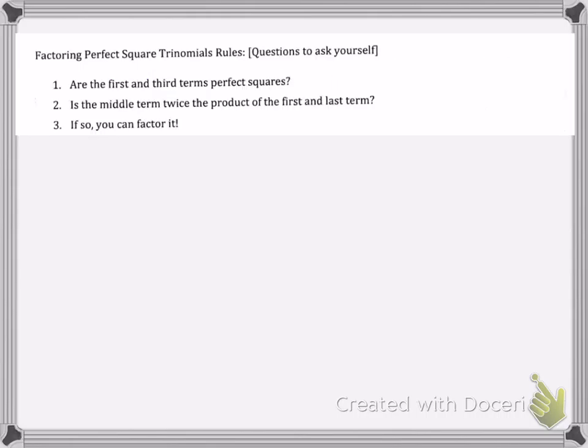So the second part of 5-6, we're going to talk about factoring those perfect square trinomials that we defined earlier. These are the questions that you want to ask yourself before you factor it as if it were a perfect square trinomial. So this is the checklist to make sure it actually is. You want to check if the first and the third terms are perfect squares. You want to check if the middle term is twice the product of the first and the last term. And number 3 is if those two things qualify, you can factor it.